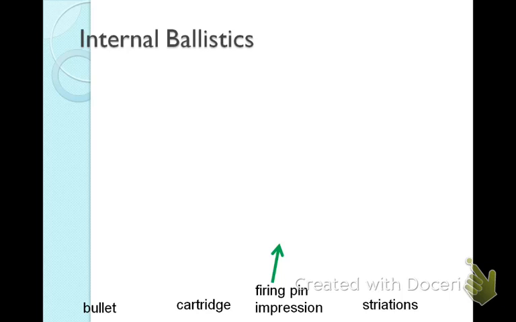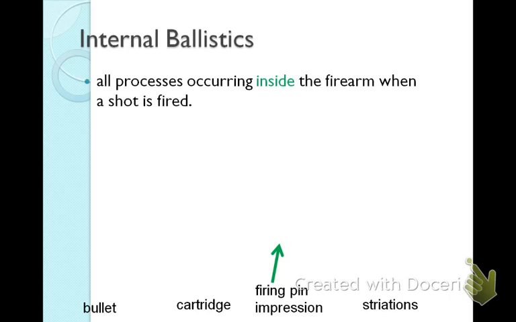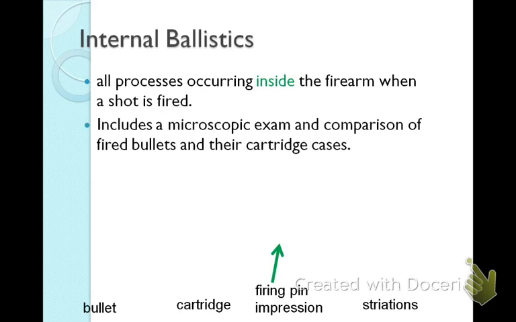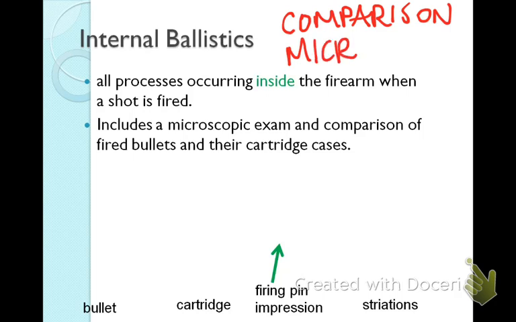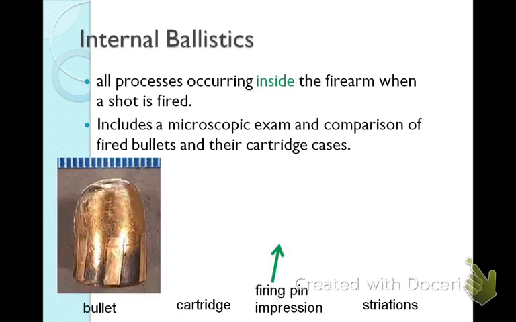Internal ballistics evidence looks a little bit like this. It's all processes that are occurring inside the firearm when a shot is fired. Microscopic exam and comparison of fired bullets and their cartridge cases is really, really important. This is done using a comparison microscope. Here are some pictures of what that looks like.